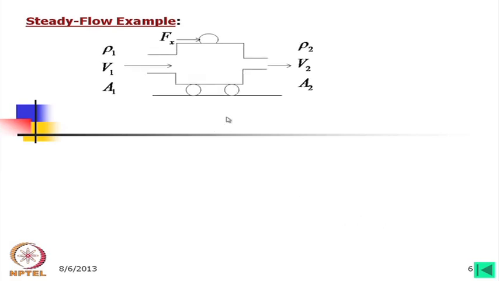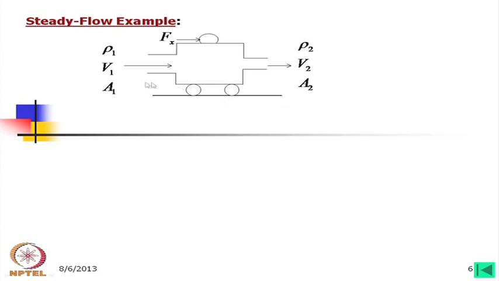Let us consider another tank. It is closed, and it has an inlet and an outlet. At the inlet, the area is A1, and the oil has density rho 1 and velocity V1. At the outlet, it is rho 2, velocity V2, and area A2. Now, rho 1 and rho 2 may be equal for incompressible fluid if there is no change in temperature.